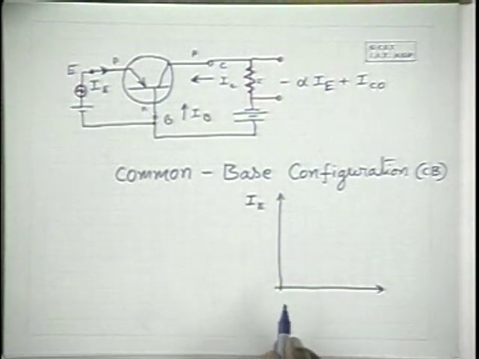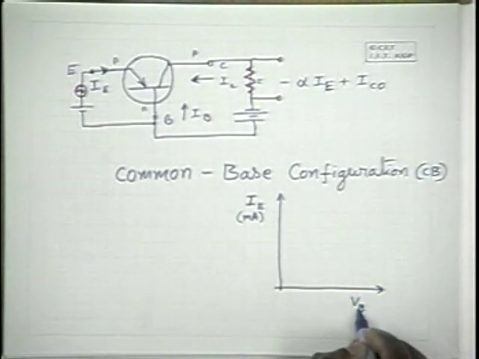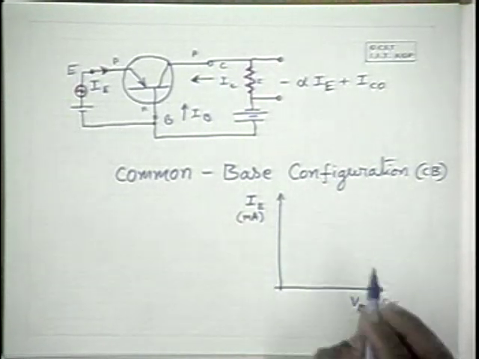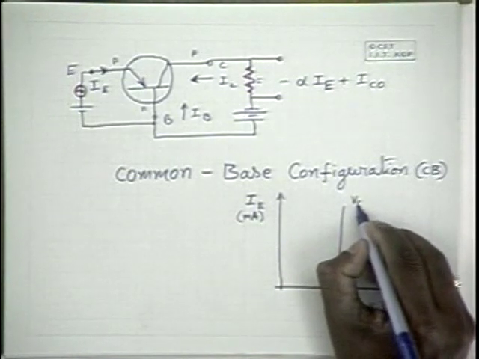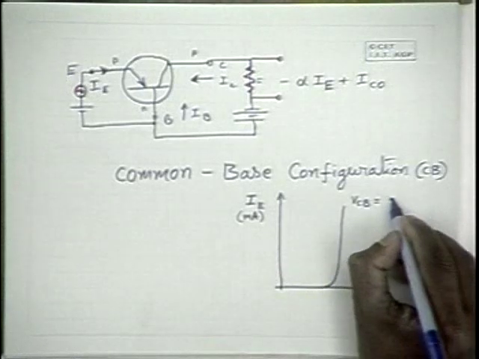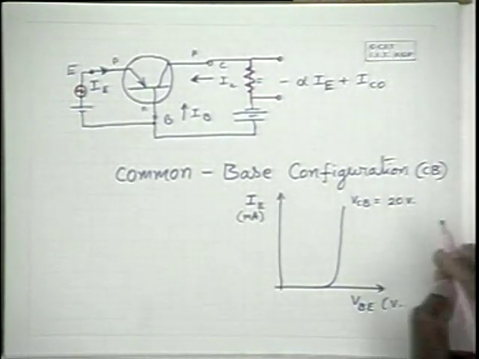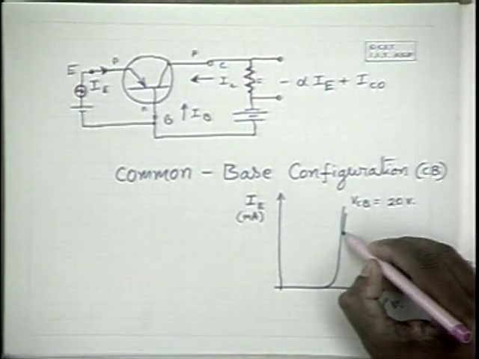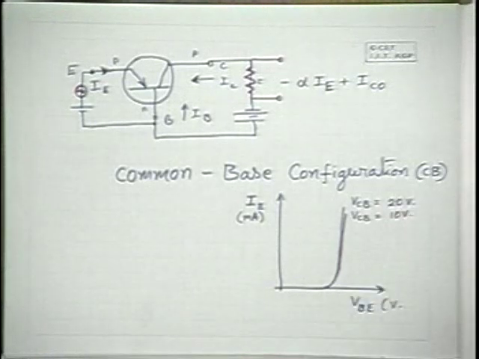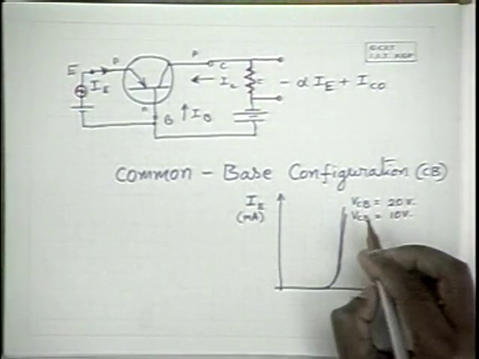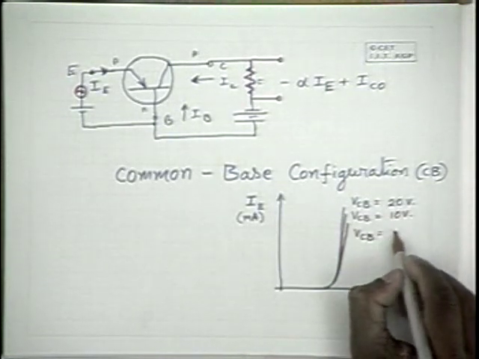Input current is the emitter current, usually expressed in milliamperes, and the base to emitter potential VBE is expressed in volts. As you know, it is like a PN junction characteristic like this. Say the collector to base potential is 20 volts, the characteristics would be like this. If the collector to base potential is slightly reduced to 10 volts, the characteristics change to some extent in this fashion. VCB is equal to 10 volts. If the voltage is further reduced, the characteristics would change again. This is VCB equal to, say, 1 volt.